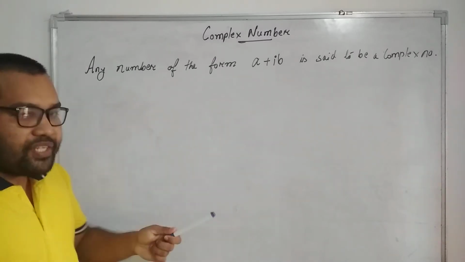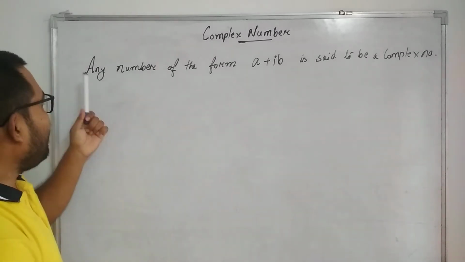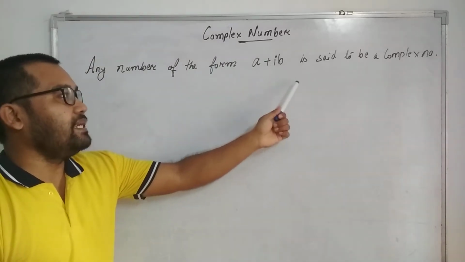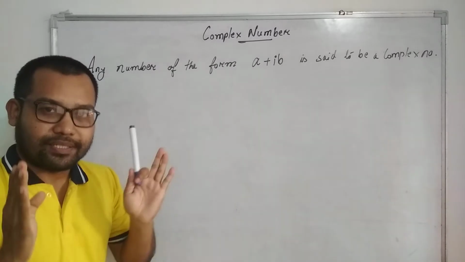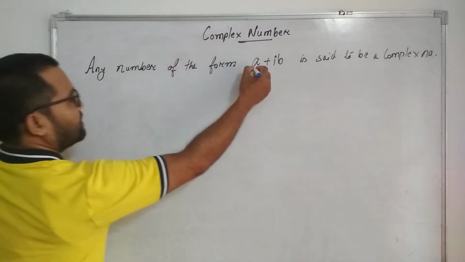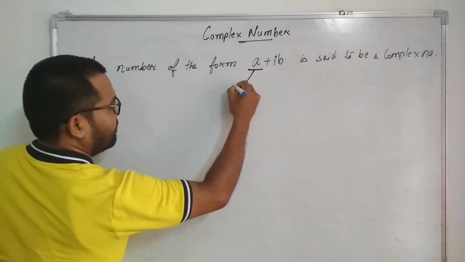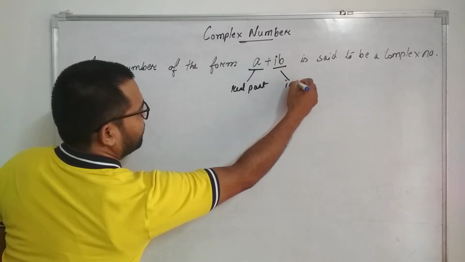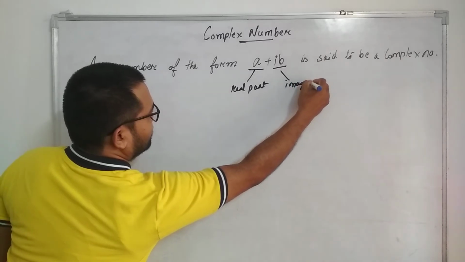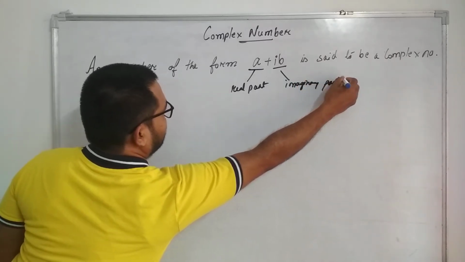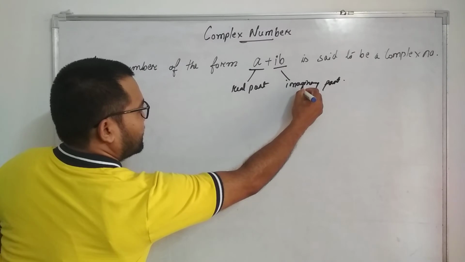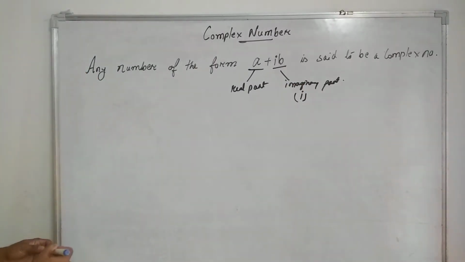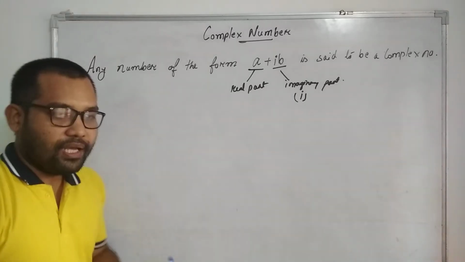The definition of a complex number says any number of the form a plus ib is said to be a complex number. In this case, the a part is called the real part and this part is called the imaginary part. The term i is also called iota.